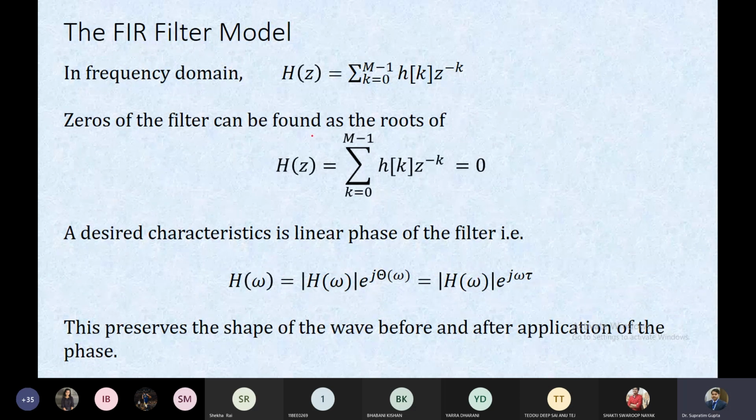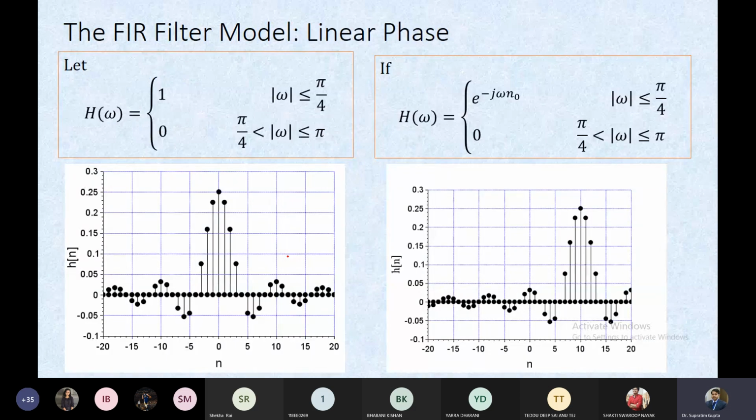So the zeros of the filter can be found from the roots, and the desired characteristic we very often employ in the case of an FIR filter structure is the linear phase. Now, why is linear phase desirable? If our original frequency response H(omega) equals 1 within the band, and we multiply it with e to the power minus j omega n0, which basically gives the linear phase, then the phase versus omega is a linear response with slope n0.